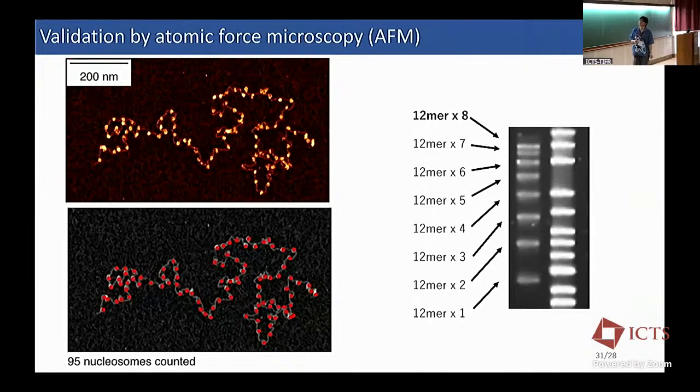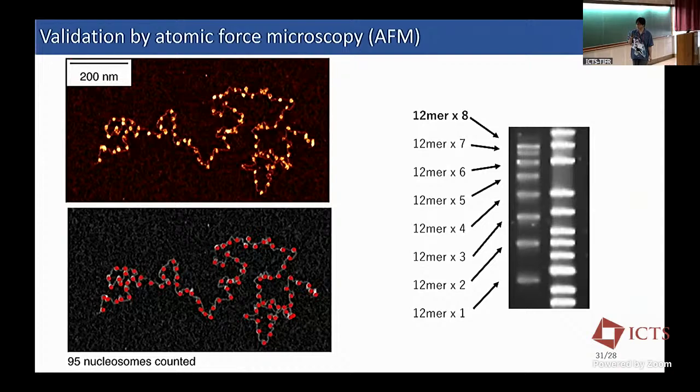Okay, so this is the result of what we are getting recently. This is atomic force microscopy. You can see that the nucleosomes are nicely forming, and you can count the number of the dots. And because Yosuke put a lot of work into perfecting this dialysis method, the count is really close to almost perfect.